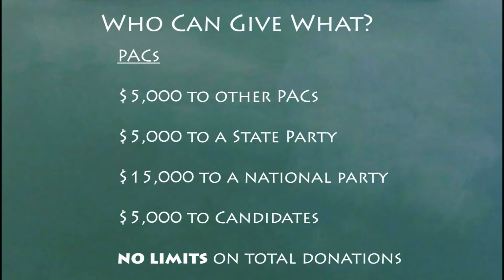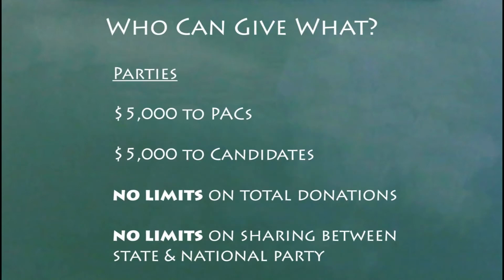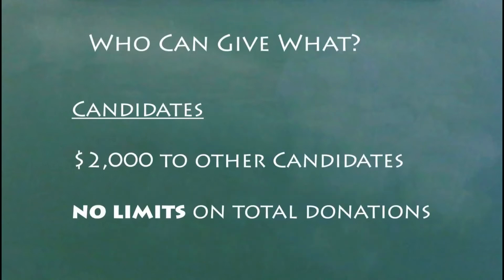A PAC can give $5,000 to a candidate and can also give $5,000 to another PAC or a state party. PACs can give $15,000 to a national party. State and national parties can give up to $5,000 to candidates and another $5,000 to PACs and can share as much money as they want to between each other. Other candidates can give each other up to $2,000.